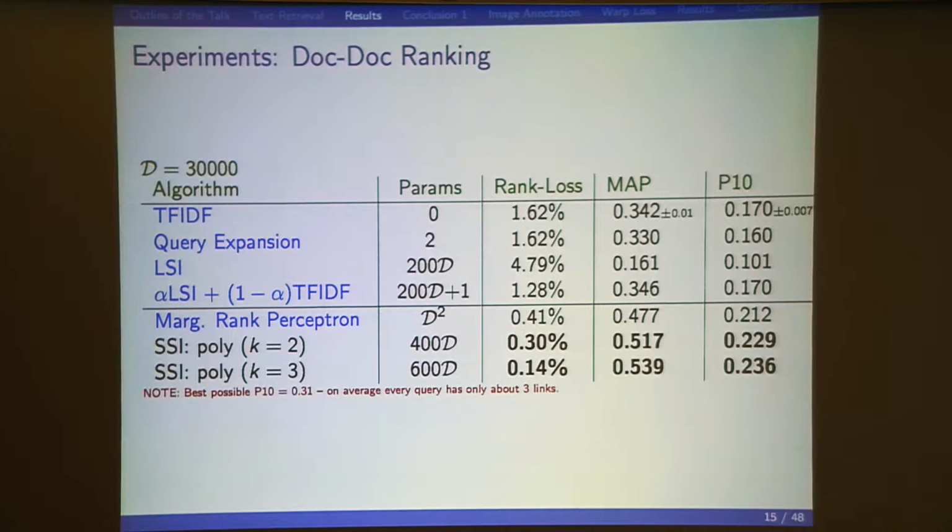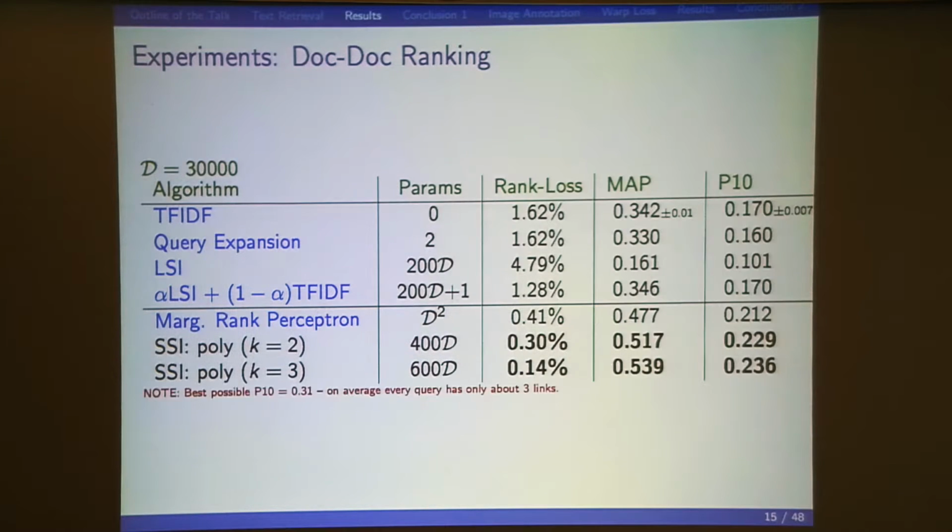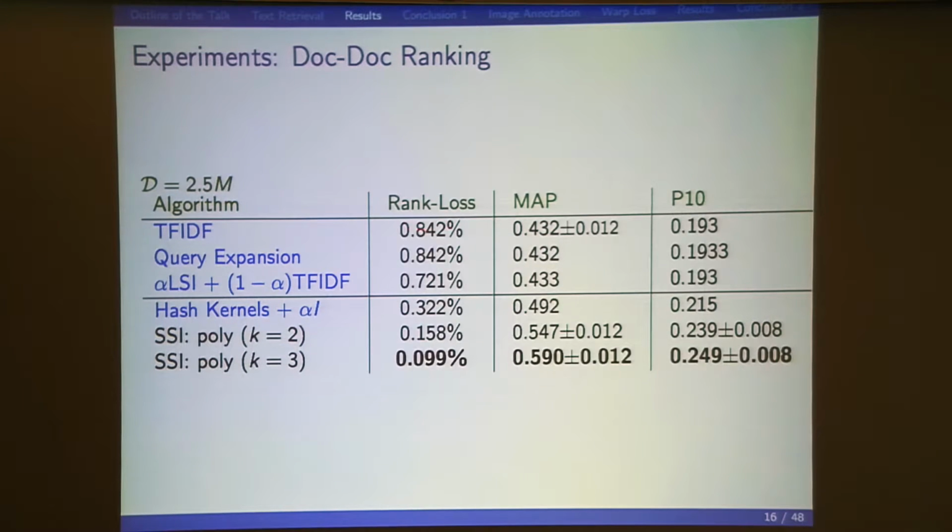So that looks good. And then we did the same thing with a larger dictionary, 2.5 million words. All the results, also for the non-machine learning vector space model, get a bit better. That was 1.62 before, now it's 0.84. But we still have the same trends, and we tried hash kernels here too.